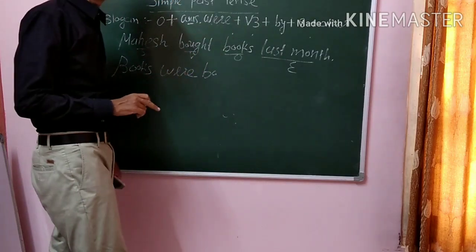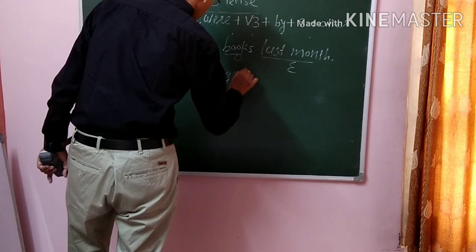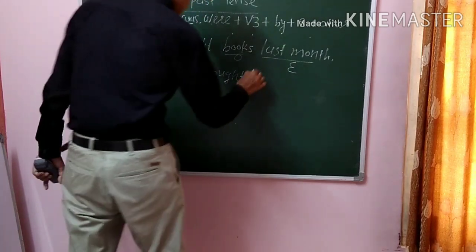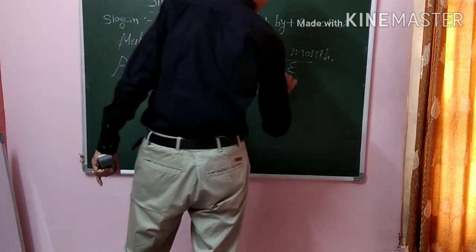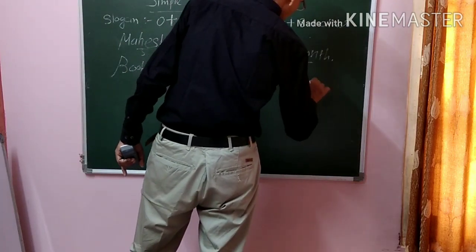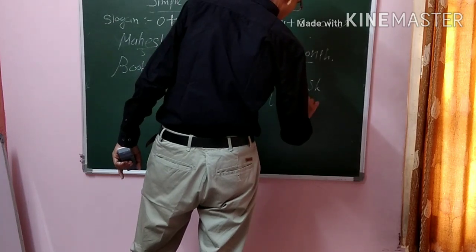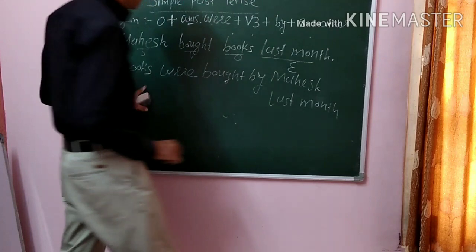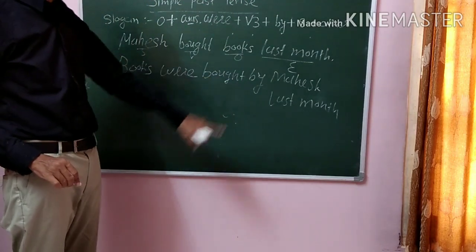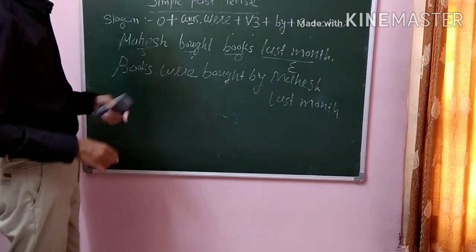Bought's third form is also bought. Bought. Then by. Then Mahesh. Then the other word, extra word, last month. So, books were bought by Mahesh last month.